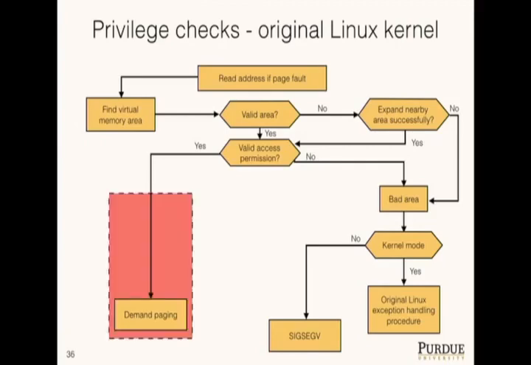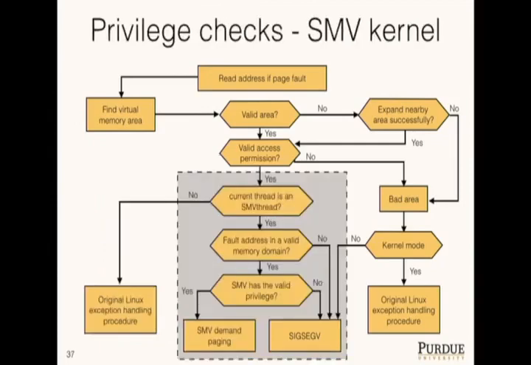If an accessed memory region is mapped or fixable, then the kernel will proceed to prepare the memory page, and the same instruction is executed again without the segfault signal. So to facilitate intra-process isolation, we added additional privilege checks just before the kernel actually proceeds to fix the page fault. The added privilege checks are marked in a gray box.